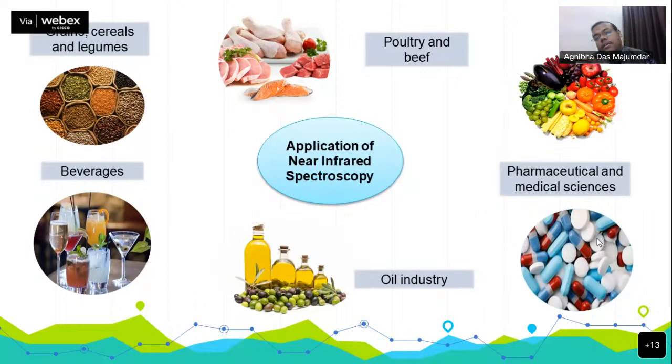Because I have studied the quality estimation of fruits during my PhD work. So the grains, cereals, and legumes: we can have biscuits and cake from them. Also the meat industry, poultry and beef, and fruits and vegetables are very important, because this is a daily need of all of us. Again, the pharmaceuticals, the medicines and drugs, are very important for our daily life. And the oils which we can get from vegetables or fruits, and the beverages, which is also a very much growing industry. So we can apply near infrared spectroscopy to these industries as well.